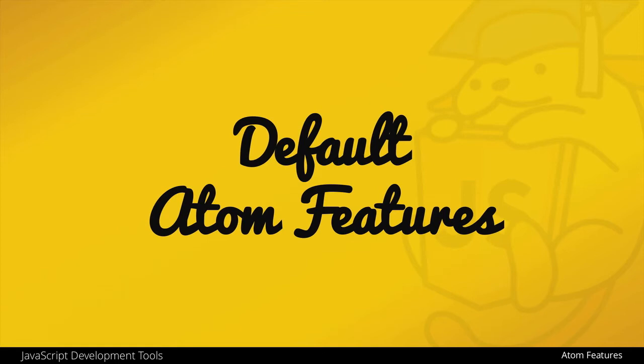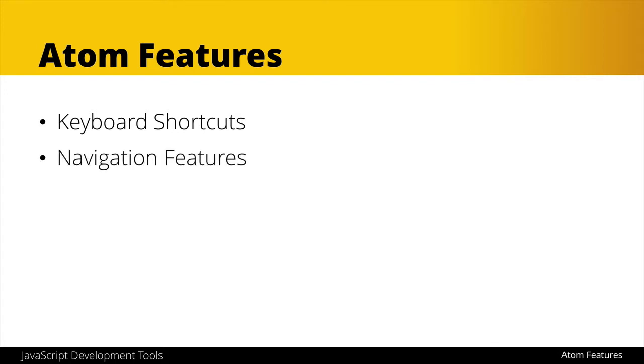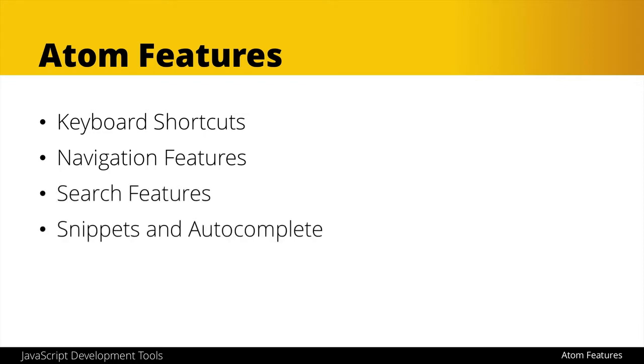Welcome. In this video, we are going to begin looking at some of the default features in the code editor Atom. We'll break the features down into a few general types. The first is a catch-all generic area of keyboard shortcuts. Then we have our navigation features, which are going to help us get around. We have our search features, our snippets and autocomplete, folding features, and panes.